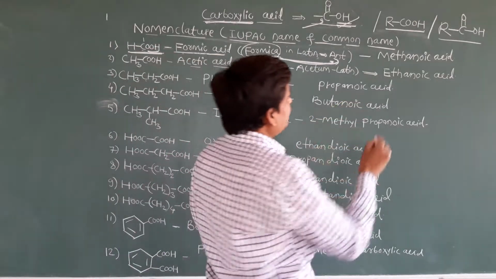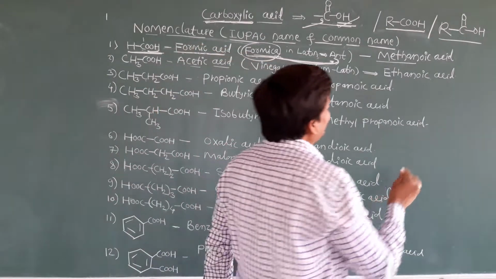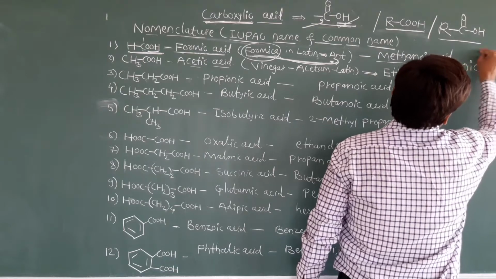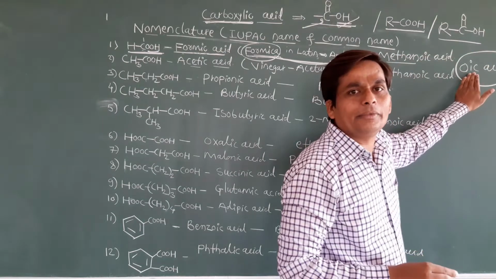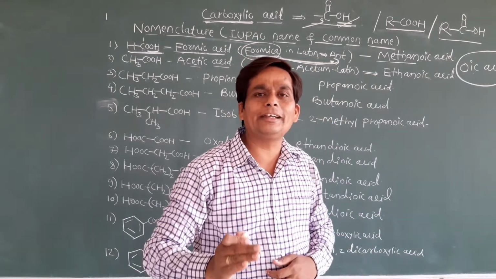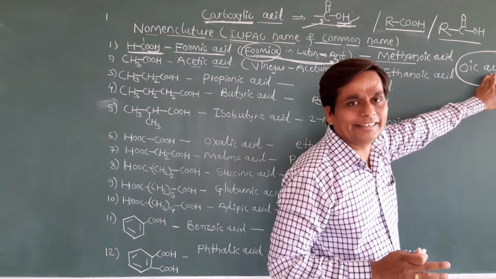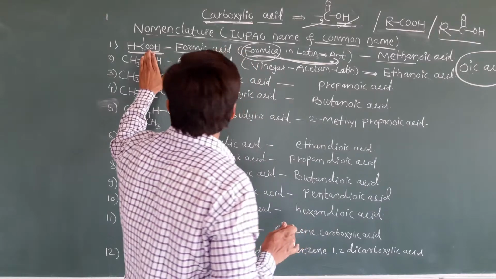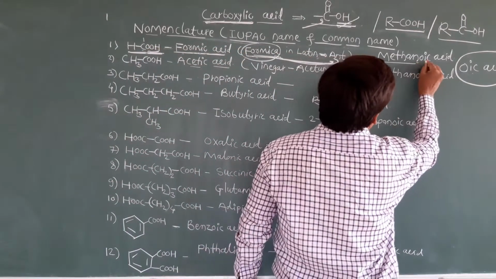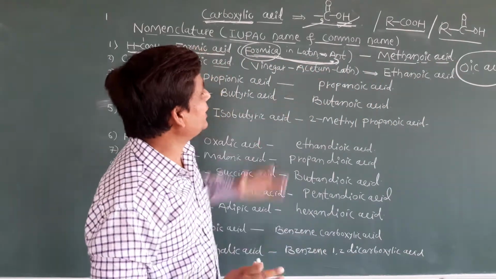Just write first methane, and from that methane you replace the E and attach the suffix OIC, and then you write acid. Whenever you do the numbering and consider the parent chain, from that parent chain you remove the E and attach the suffix OIC and acid. Here only one carbon is there, we can say it is methane. From that methane I am removing the E and attaching OIC and acid. This is methanoic acid. Now clear students how methanoic acid comes?